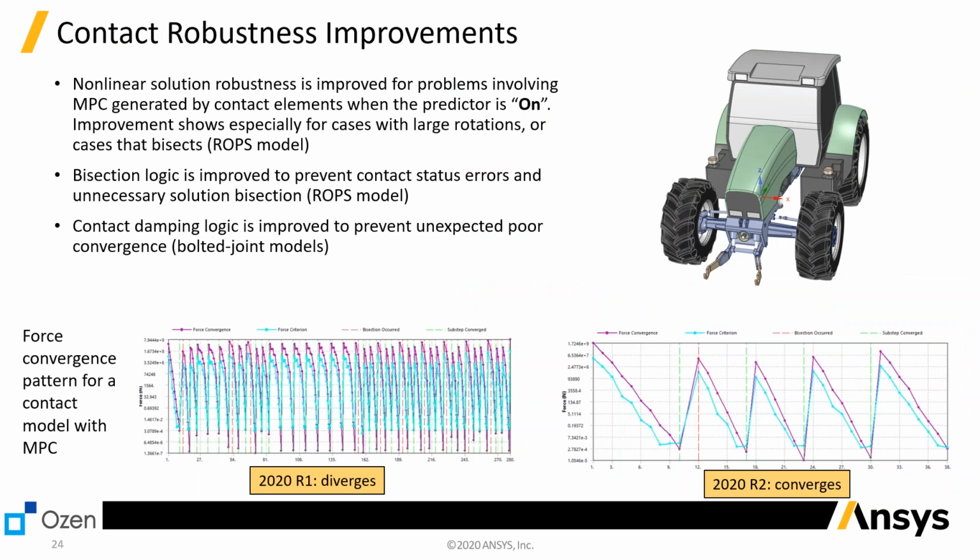Another improvement in 2020 R2 is related to contact robustness, especially for nonlinear solutions. We know that robustness is very important, and for that, ANSYS added some improvements, especially with MPC-generated contacts and MPC contacts, which will improve the convergence performance, as well as the theory, the logic of the bisection and the contact damping. So they added improvements for the bisection and the damping that will make it easier to converge, and also make it faster to solve compared to the previous setup.